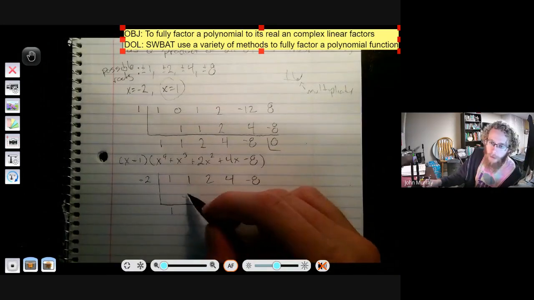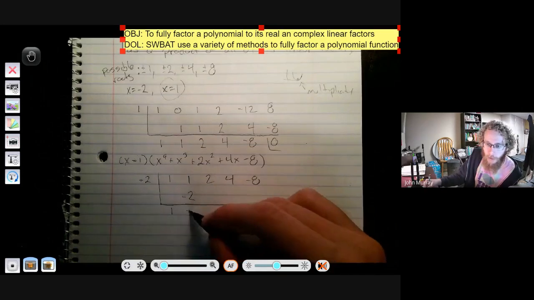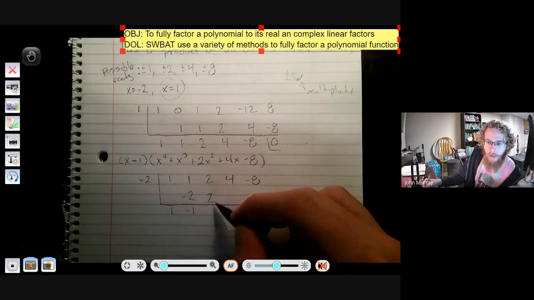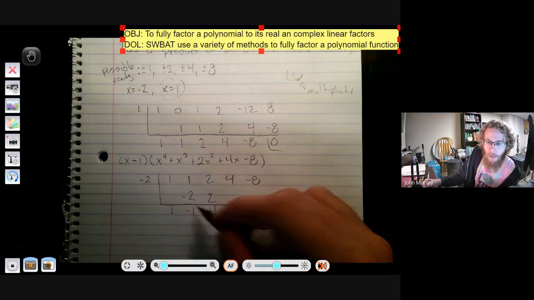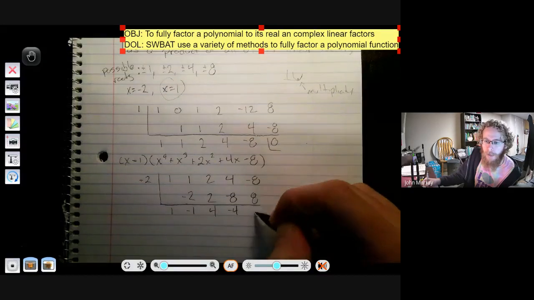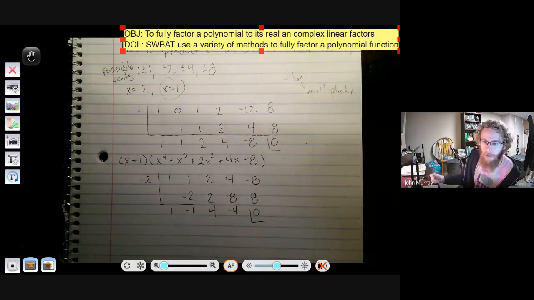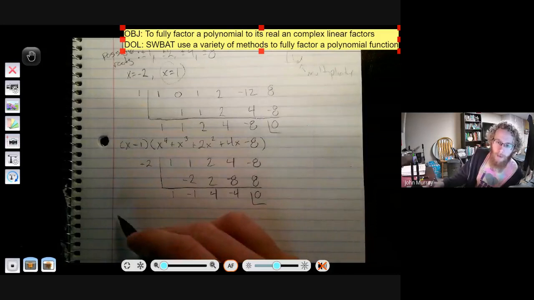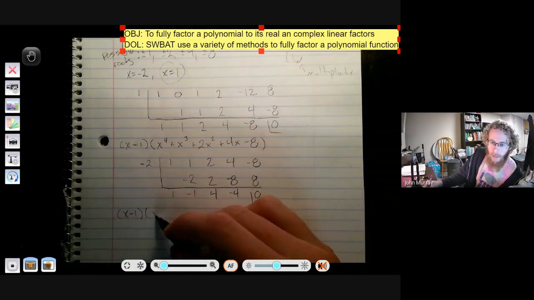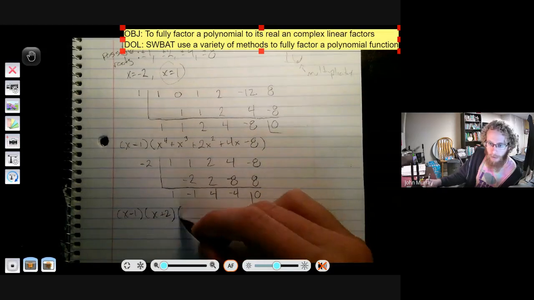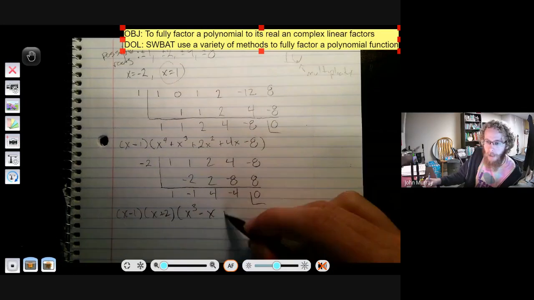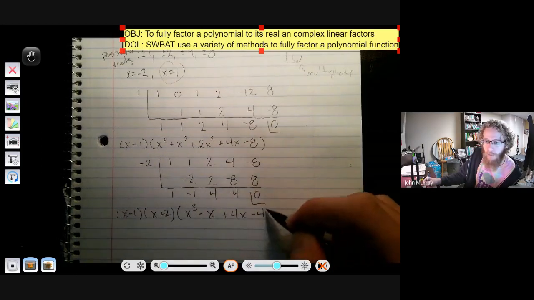Bring down the 1. 1 times negative 2, negative 2. Negative 1. Negative 2 times negative 1 is positive 2. 4. Negative 8. Negative 4. Positive 8. 0. So I have x minus 1. Now x plus 2. And what's left over is x to the 3rd minus x squared plus 4x minus 4.